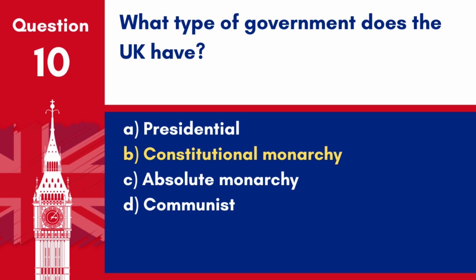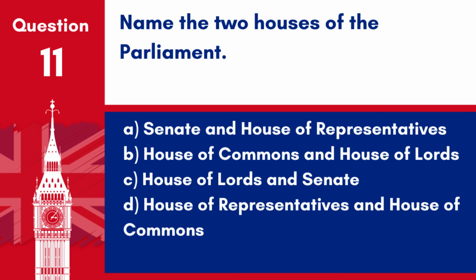Answer: B. Constitutional monarchy. The UK is governed as a constitutional monarchy with a parliamentary system. Question 11. Name the 2 houses of the Parliament. A. Senate and House of Representatives. B. House of Commons and House of Lords. C. House of Lords and Senate. D. House of Representatives and House of Commons.